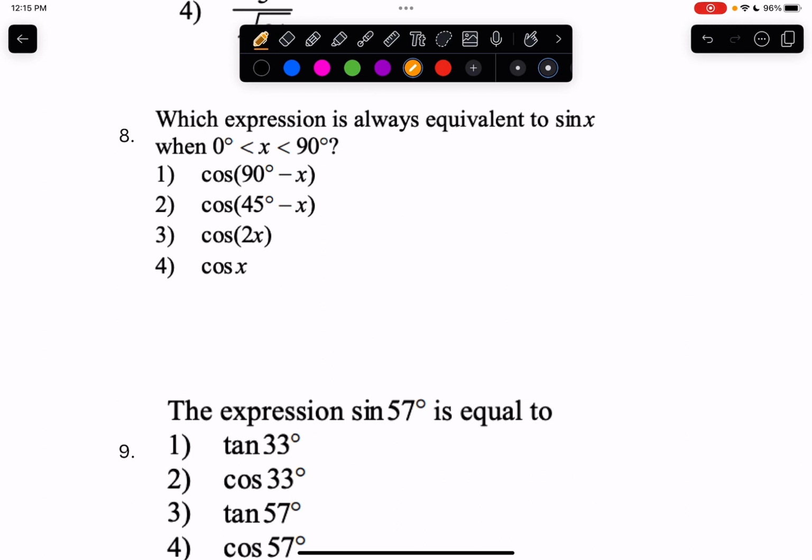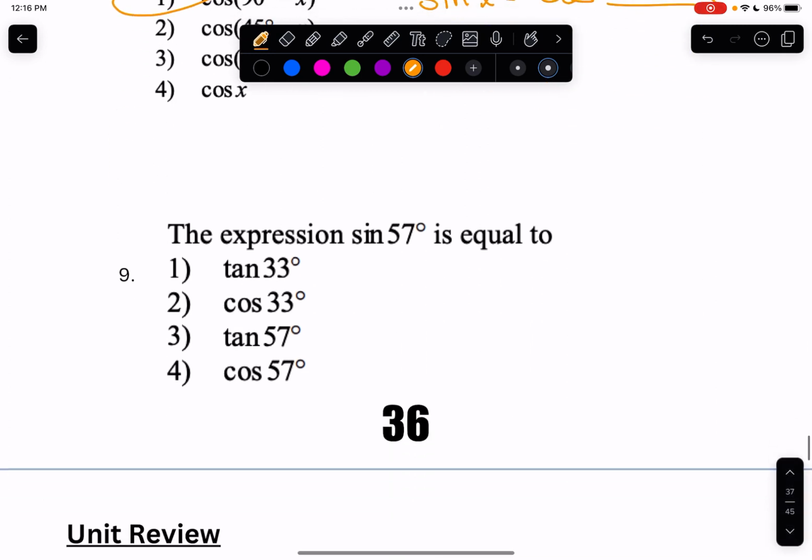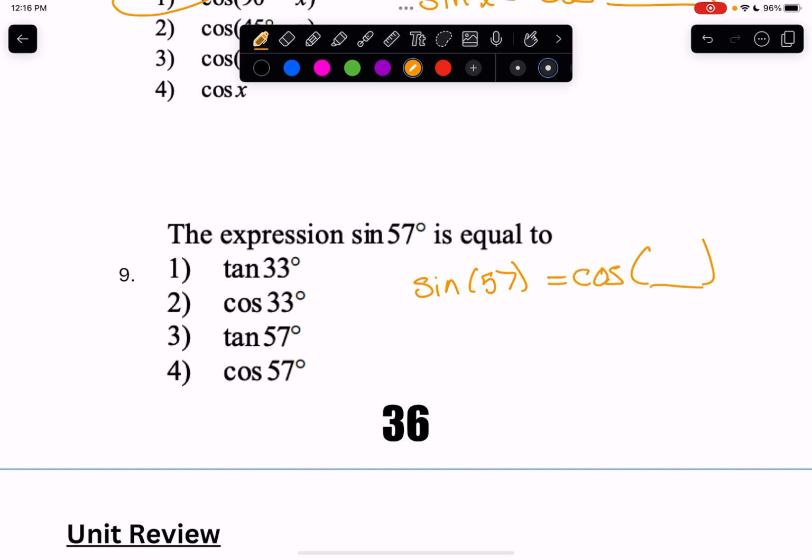Which expression is always equivalent to sine of x when x is between 0 and 90? So usually it would be sine of x is equal to the cosine of the opposite angle. Well, these angles have to add up to 90, so it's whatever is left when you take away x from 90. Sine of 57 would be equal to cosine of whatever angle adds up to 90. Clearly it's not going to be 57, so it would be 2.